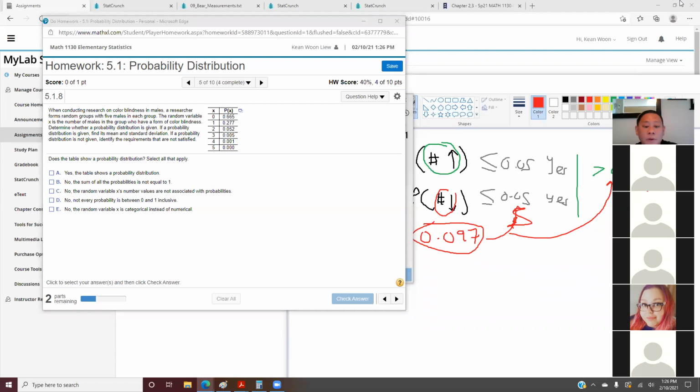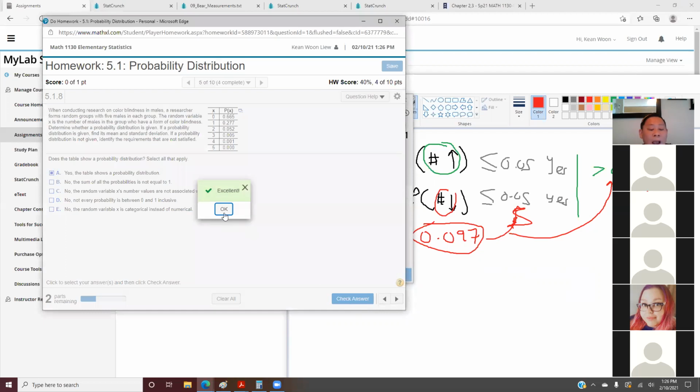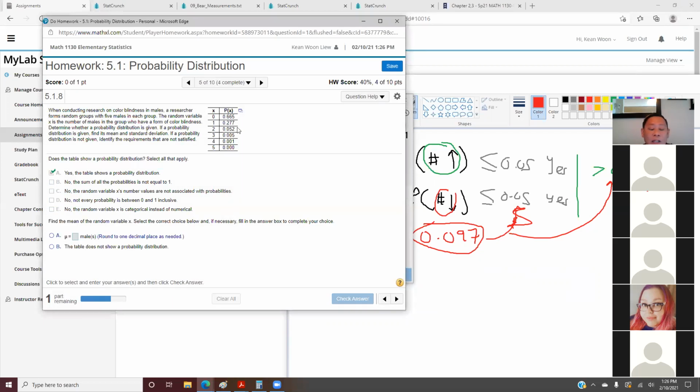It equals 1. Yep. Okay. So if it equals 1, then it's yes. What happens if it's not equal to 1? Then you say the sum is not equal to 1. And for the mean and standard deviation, you say you cannot find it. The reason why you cannot find it is because it's not a probability distribution.